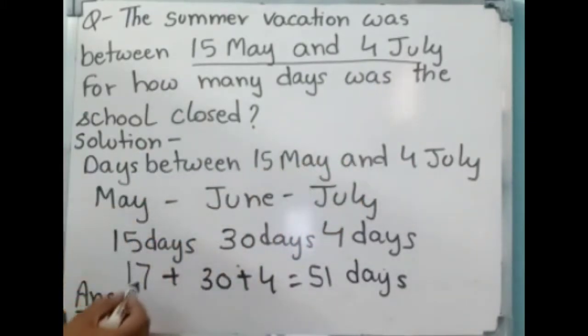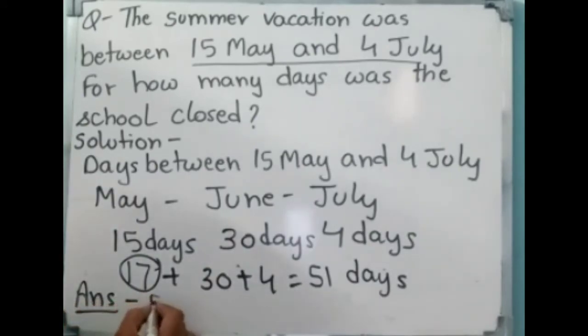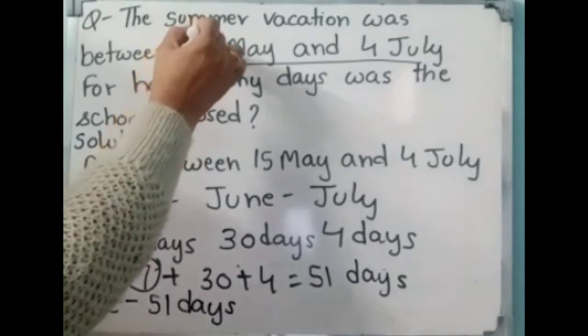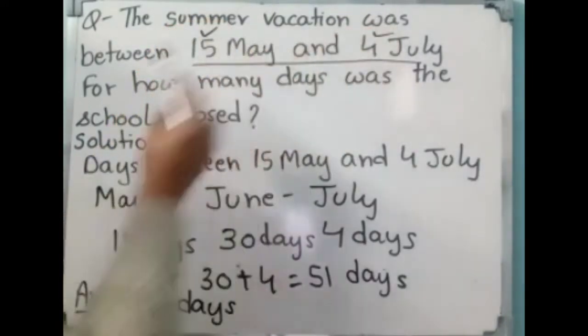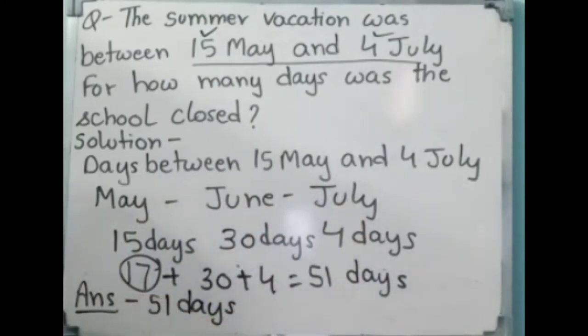In May we have 17 days, from 15 May, since May has 31 days. So 17 days. June 30 days. July 4 days. So add all these: 17 plus 30 plus 4, 51 days. So how many days was the school closed? For 51 days the school was closed. So take this day 15 May and 4 July, then count the days in between and write 51 days.